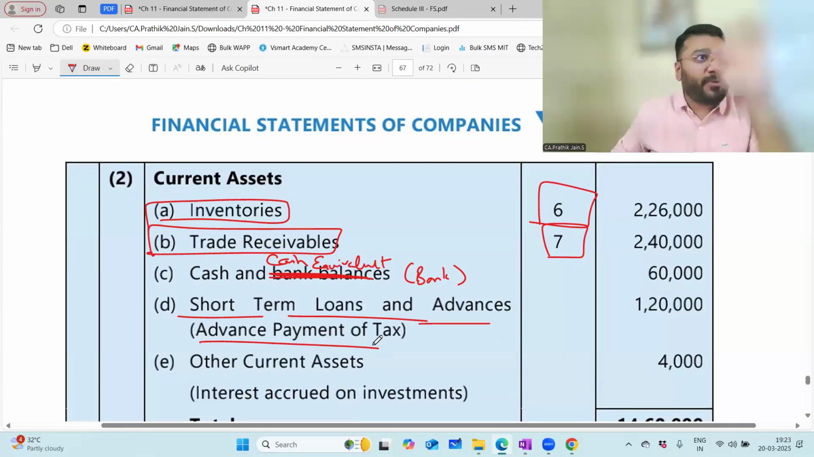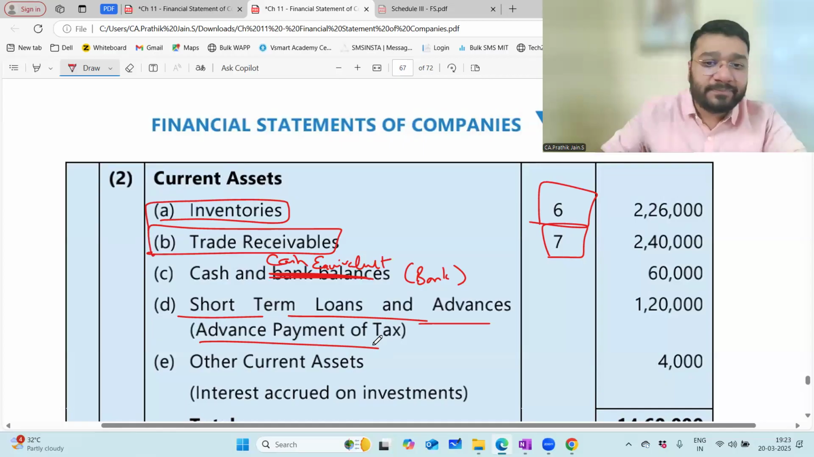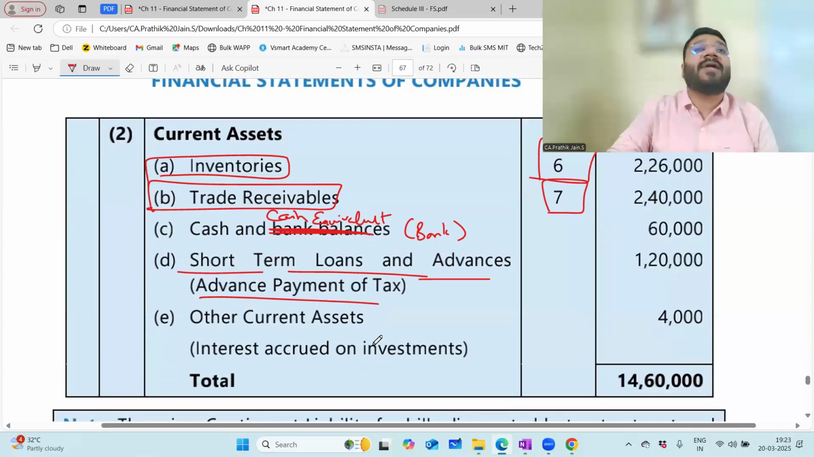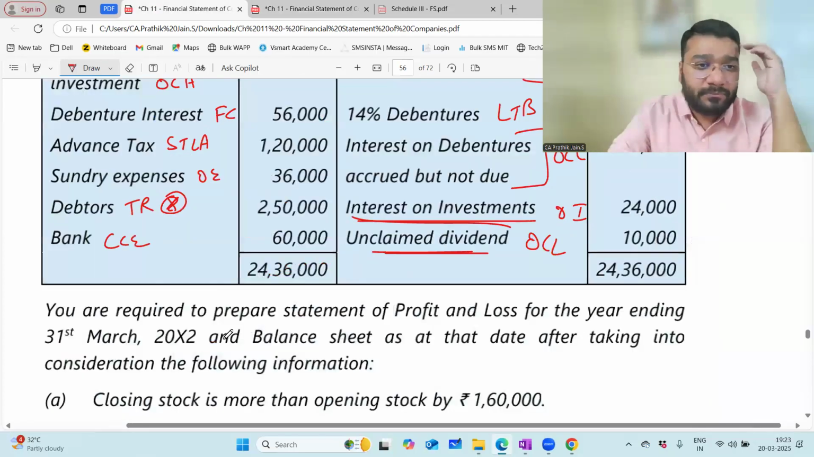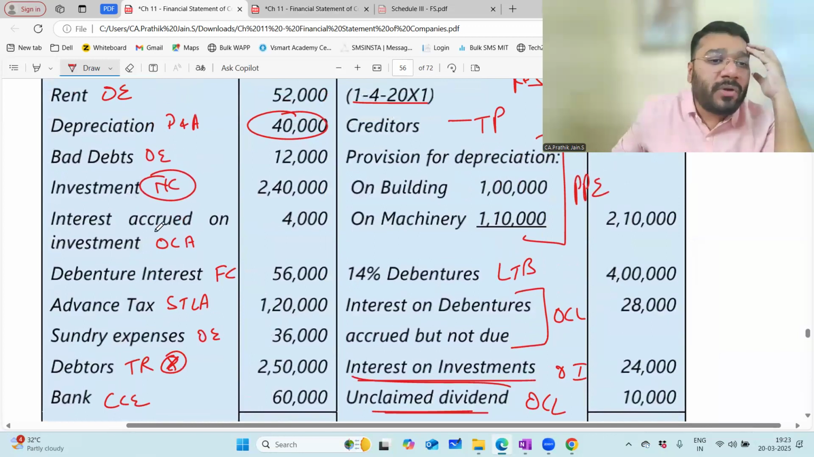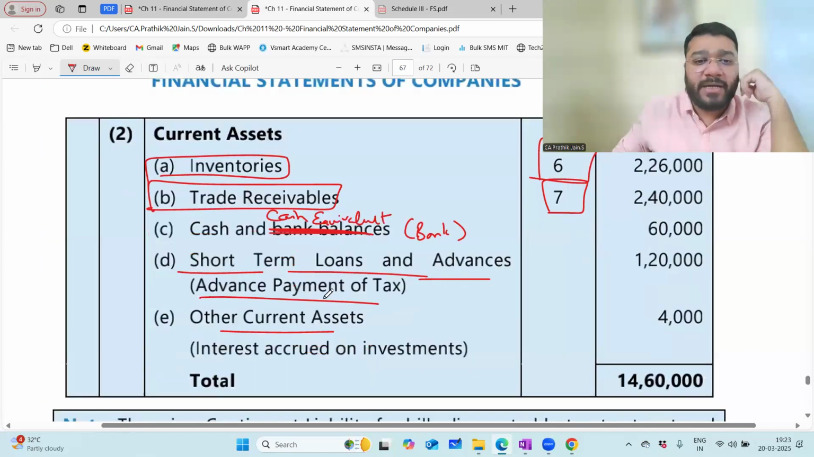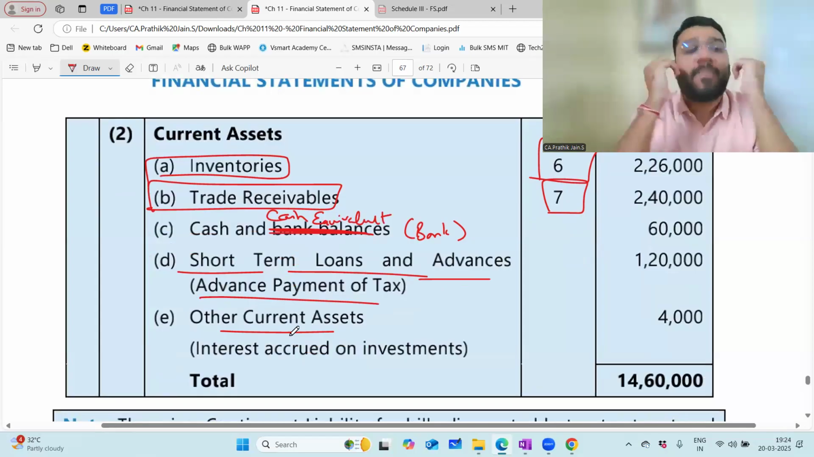Advance tax, what is it? I meant to explain. Let's hold on it. Short-term loans and advances, just write and leave it. Don't write anything. Next is other current assets. What is other current asset? Interest accrued on investment is other current asset. Okay. Great. Comfortable so far?